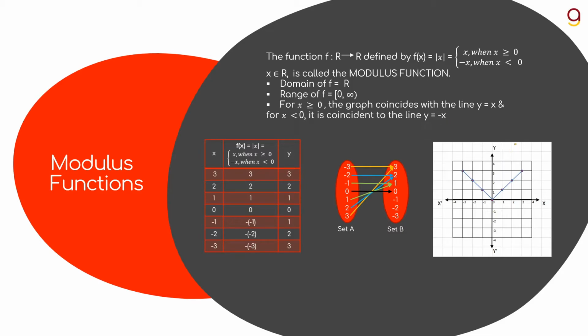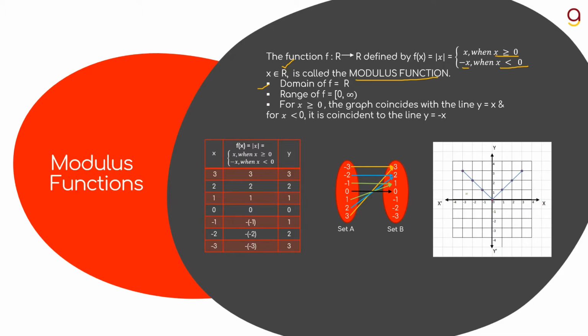Hence, what we have learned in the modulus function is that the function f defined from real to real, by f(x) = |x| is equal to x when x is greater than or equal to 0, and minus x when x is less than 0. Here x is any real number, and it is called the modulus function. Here what is the domain? The domain can be any real number, whereas the range will always be a positive number including 0.